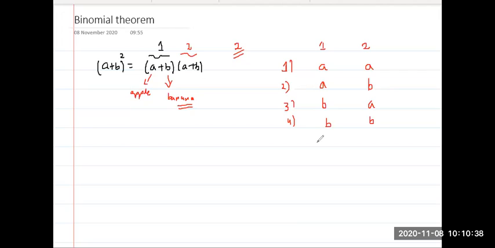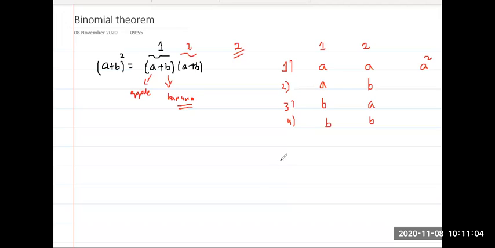Since we already know permutation, combination, and basic principle of counting, I hope all of you understood this. Now, how can we write it? Since I'm just choosing, and in mathematics choosing together is multiplication, if I'm choosing apple in both, I'll write it as a square.